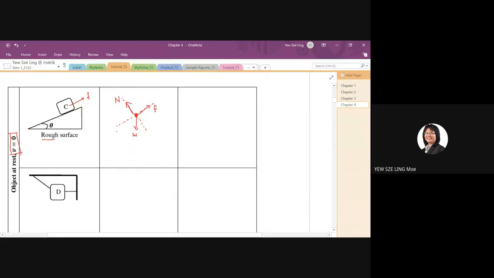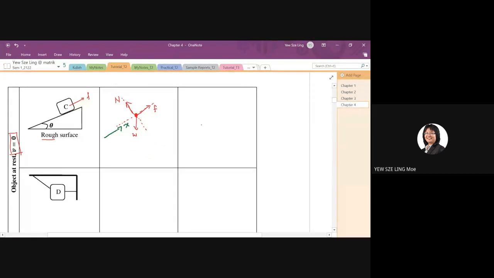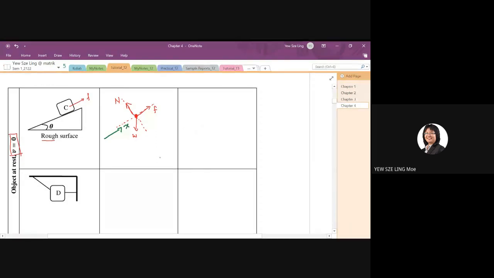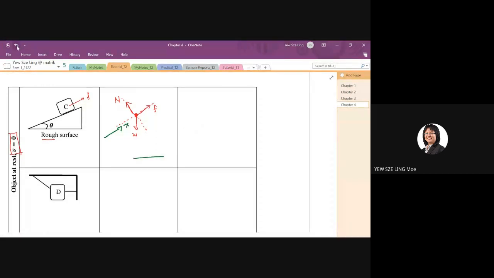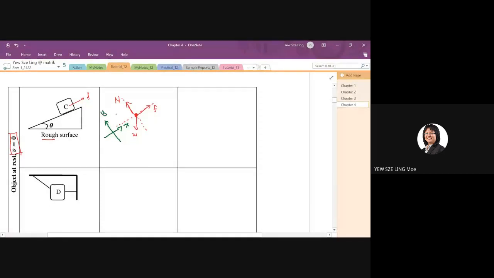Okay, we can make the inclined surface our X component. It doesn't mean the X component must be a horizontal line. It depends on our surface. When you have an inclined surface, we take the inclined surface as the X component, and the line that is perpendicular to the inclined surface as our Y component.